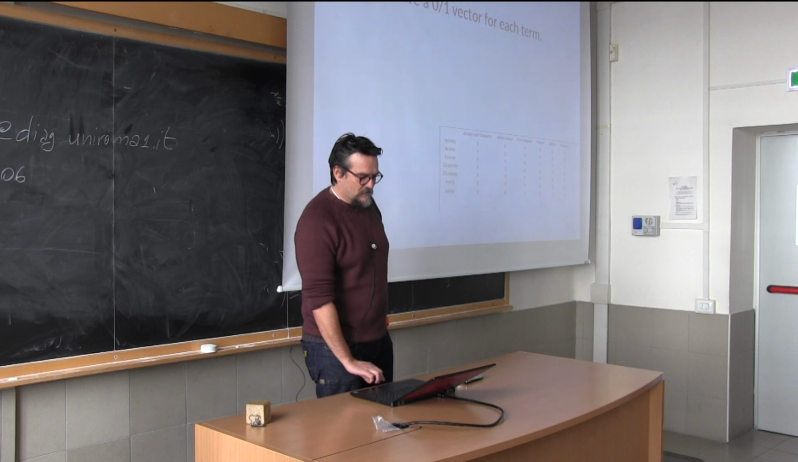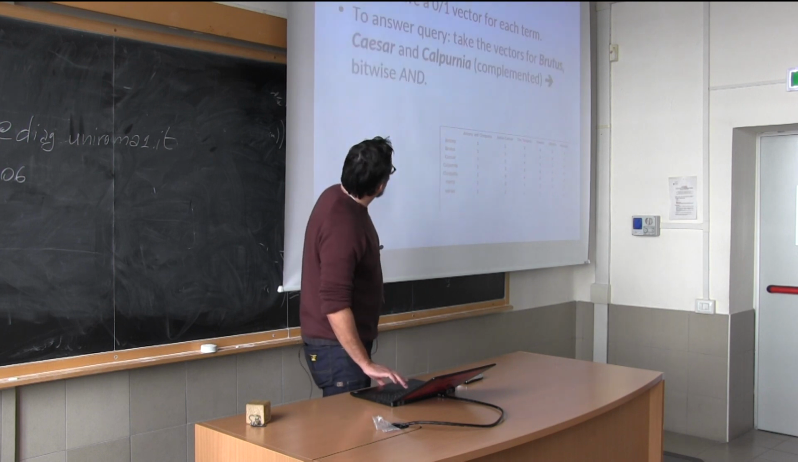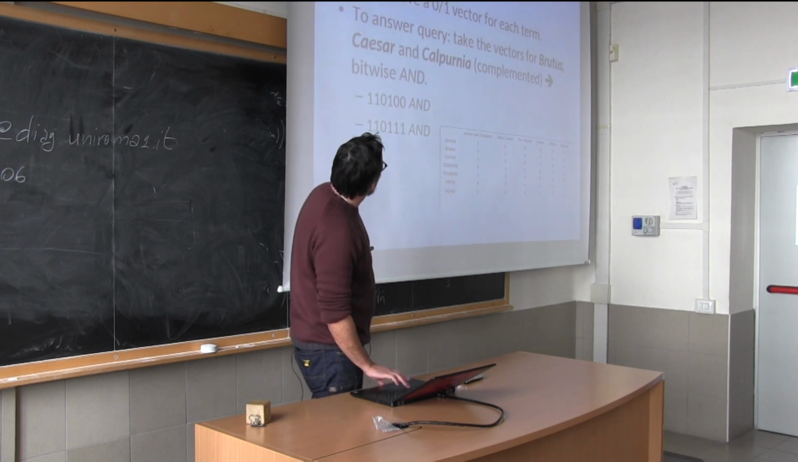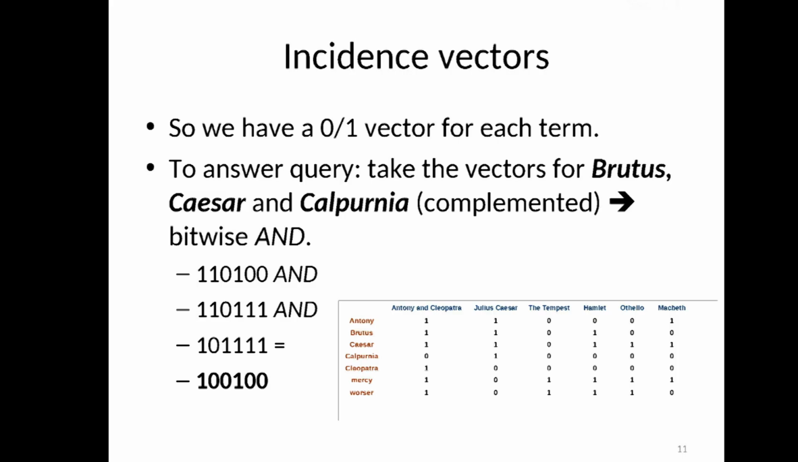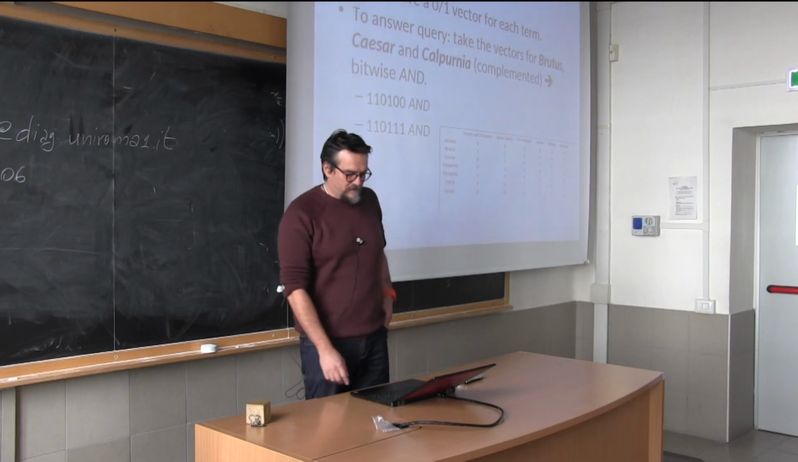Okay, so what can we do? Basically, we have Brutus here. This is the vector. We have the vector Caesar. Making an AND is extremely simple. We make the complement for Calpurnia, and that's it. Okay? This is our first solution to the problem.